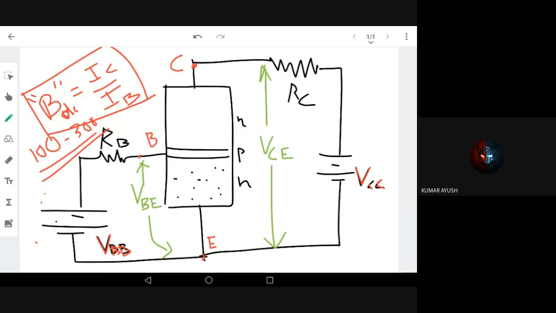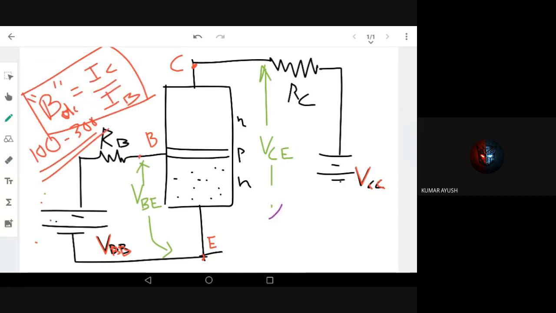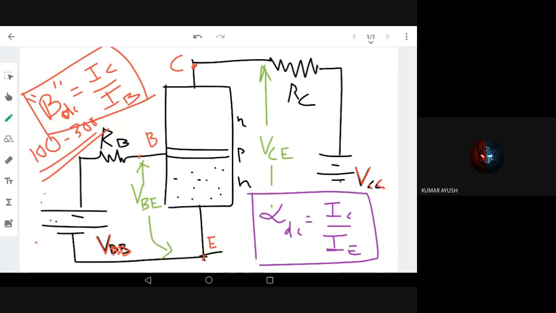What about alpha? What's the meaning of alpha? It is also called DC alpha. It is the ratio of the collector current to the emitter current. I think you have already studied this. Alpha DC is collector current divided by emitter current. Alpha is always less than 1 because IC is always less than IE, and the usual values of alpha range between 0.95 and 0.99.